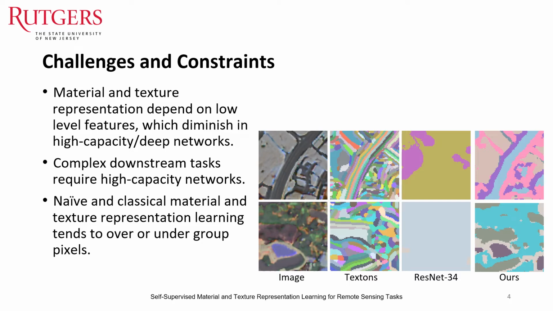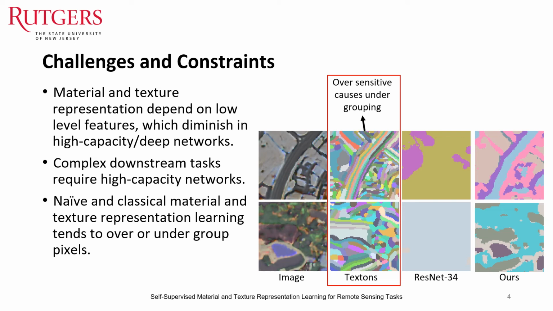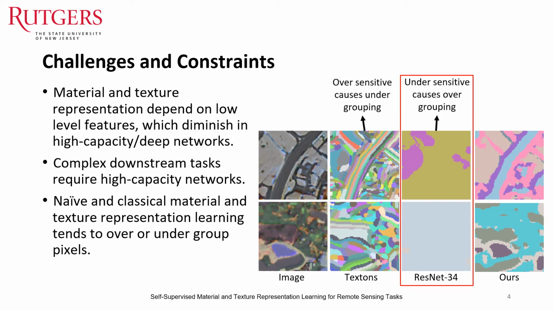On one hand, material and texture learning depend on low-level features, which diminish in deep networks. On the other hand, we need deep networks which have large learning capacity for downstream tasks. And classical and other methods don't really solve this problem. So classical methods like textons are fragile and overly sensitive to small texture and material irregularities, while deep learning approaches are overly generalizing surfaces, which causes overgrouping.